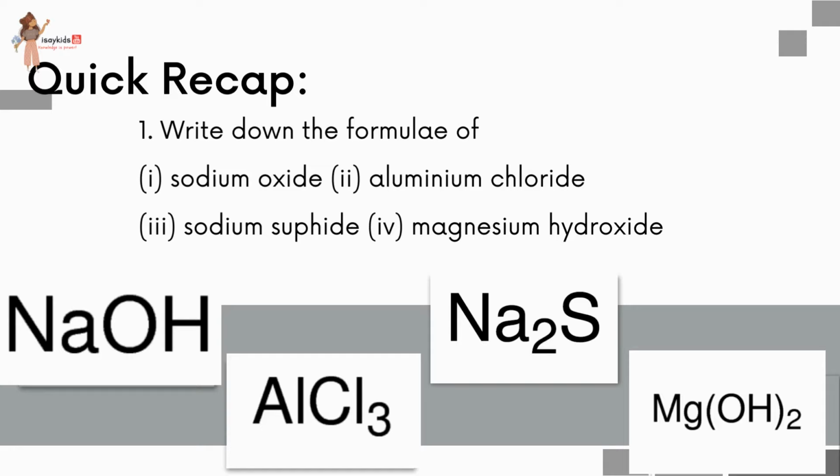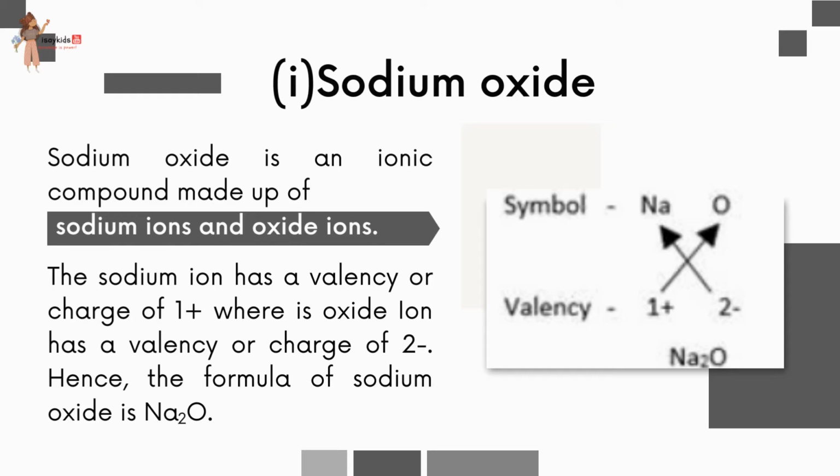Let's do a quick recap. Let's see the formulas of sodium oxide, aluminium chloride, sodium sulfide, and magnesium hydroxide. Sodium oxide. It is an ionic compound made up of sodium ions and oxide ions. The sodium ion has a valency or charge of 1+, whereas oxide ion has a valency of 2-. Hence, the formula of sodium oxide is Na2O.